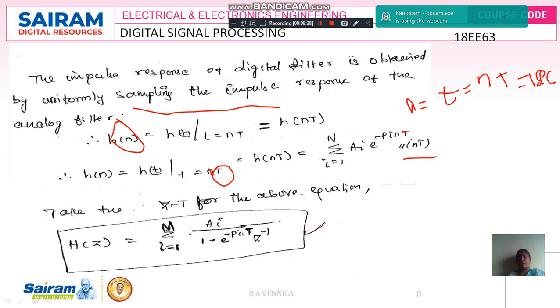This is your unit step signal. If you apply z transform to this, you will get H of z equal to summation i equal to 1 to n of a i divided by 1 minus e power minus p i T z power minus 1. So this is the formula for finding your digital transfer function using the impulse invariant technique.